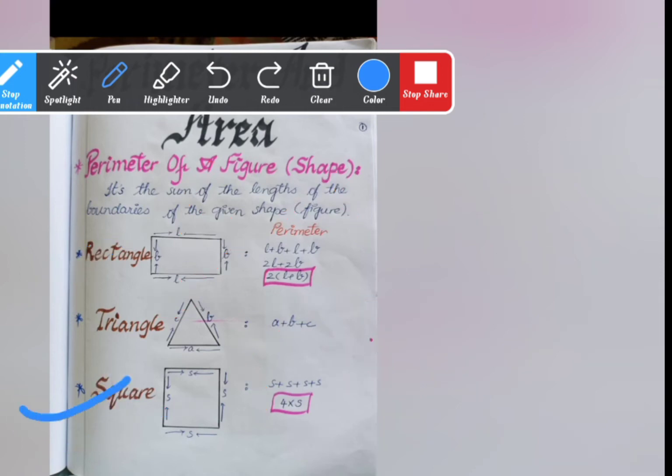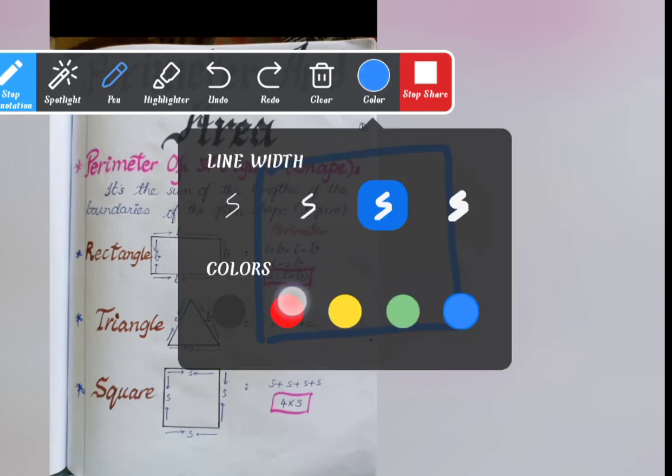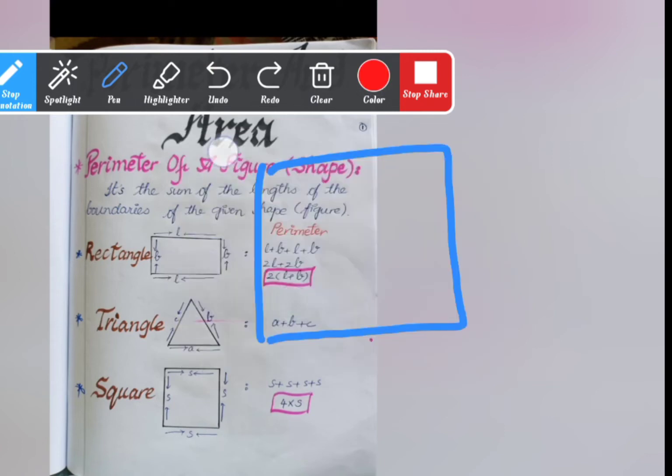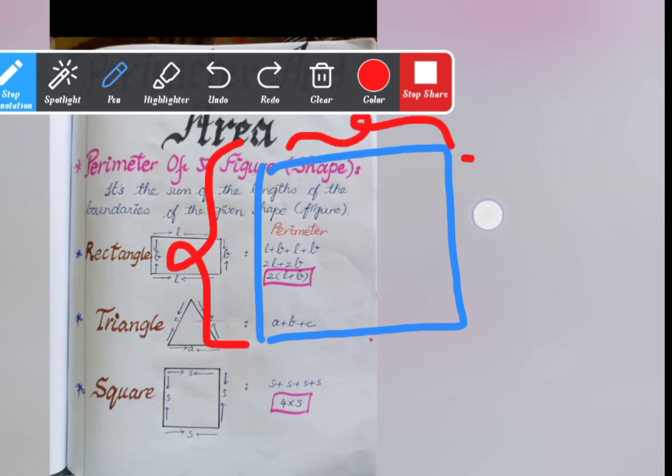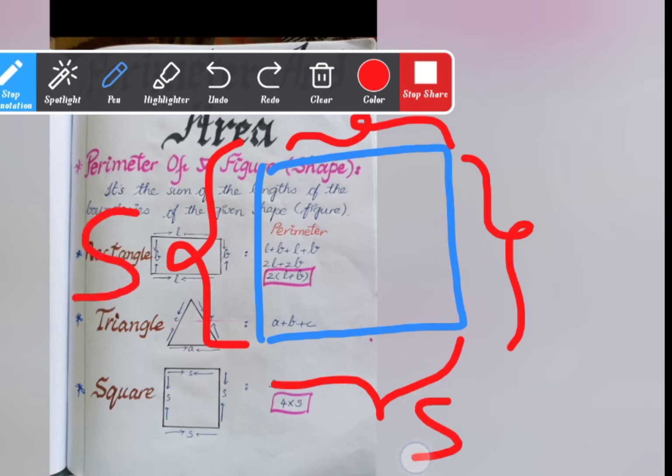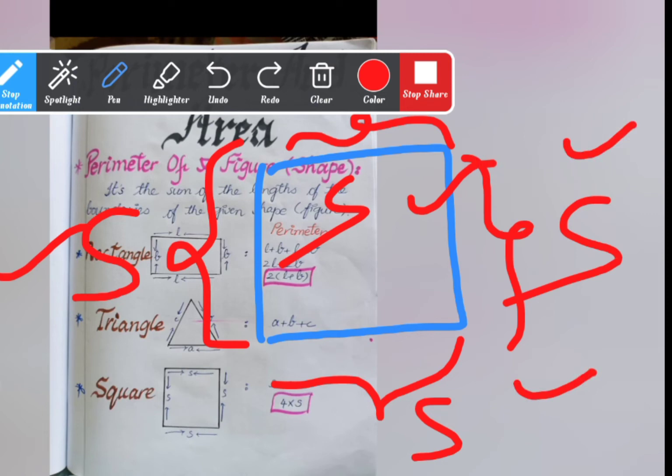Okay, moving on to the next figure, square. So what is a square? A square is a four-sided closed figure in which all sides are equal. If suppose this side is S, this also will be S, this also will be S, and this side also will be S. So S is coming how many times? 1, 2, 3, 4. So 4 times S. 4 times S means 4 into S. Dot is nothing but into. So 4 into S is the formula to find out the perimeter of a square.